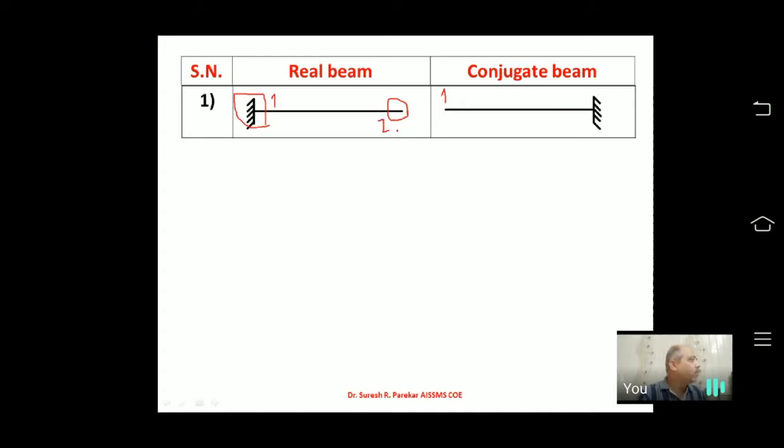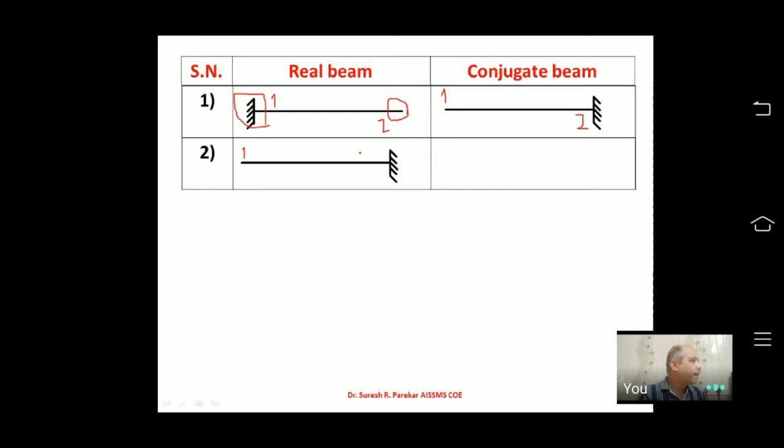Now you can see 2 over here. So 2 I have free. What will 2 be over here? Over here we have fixed. So we should be careful with this. In the same fashion here, we have 1 and 2. And then you can see over here, 1 free becomes fixed and 2 fixed becomes free. So we should be careful with how we have to change this.